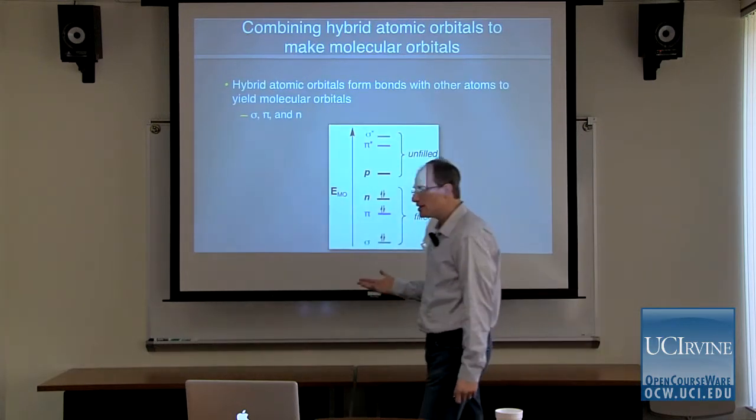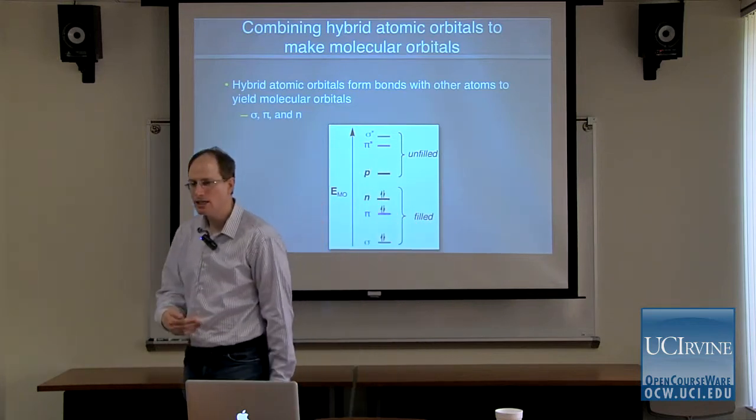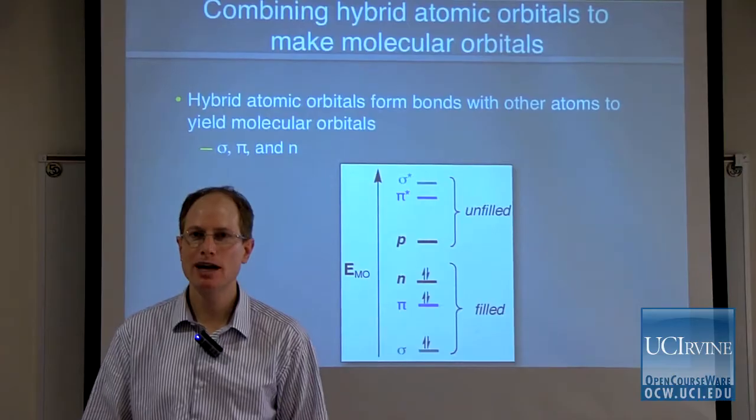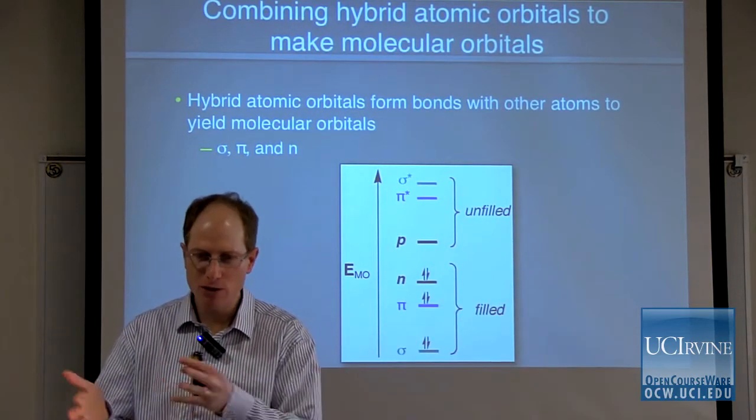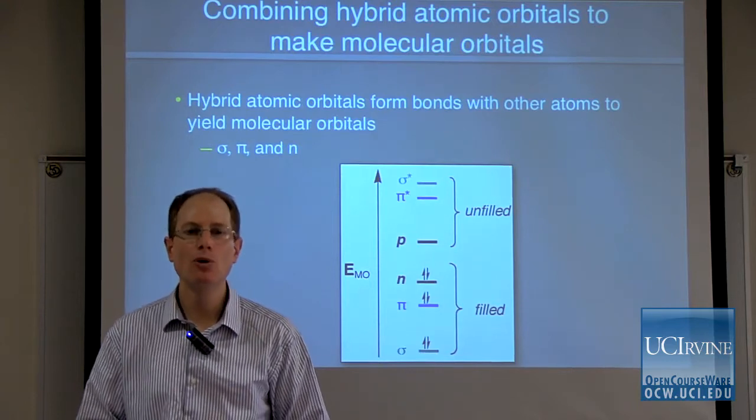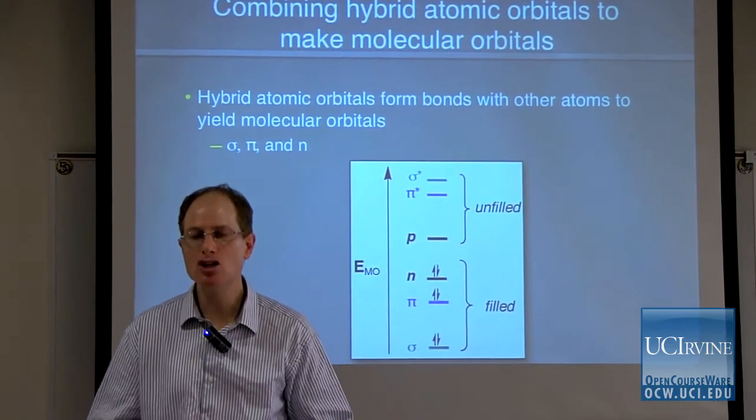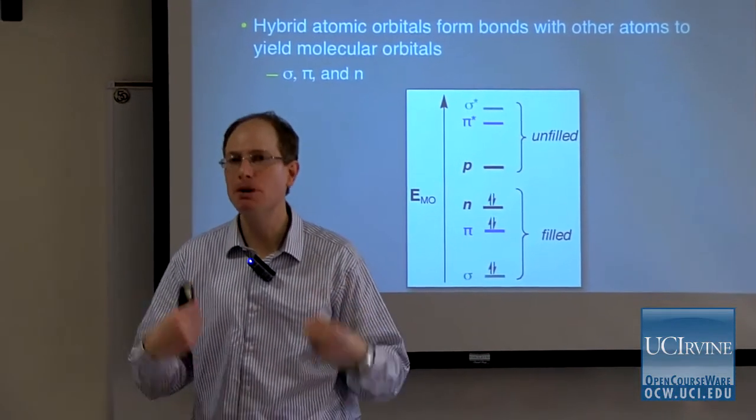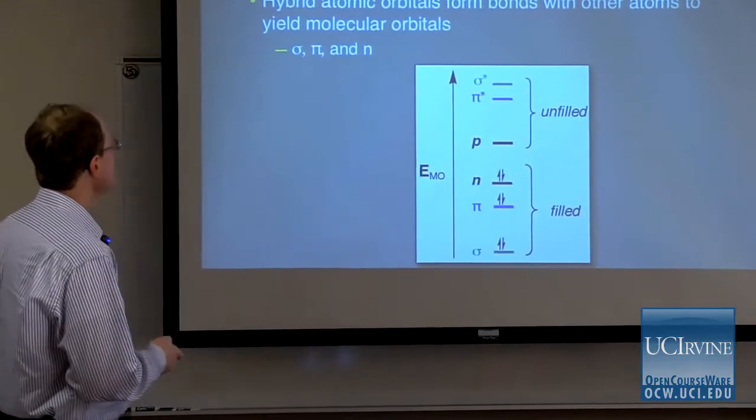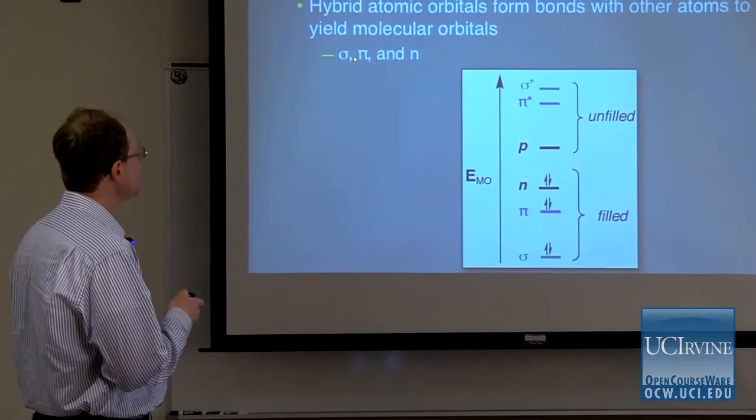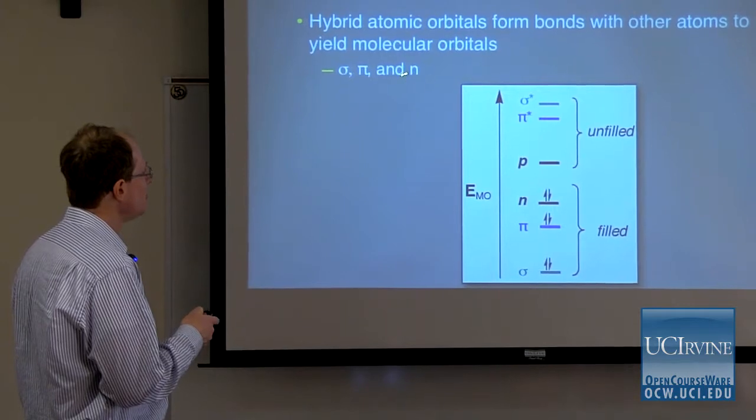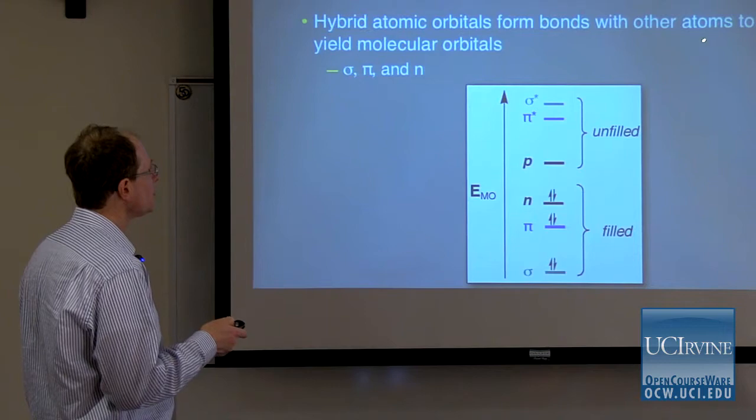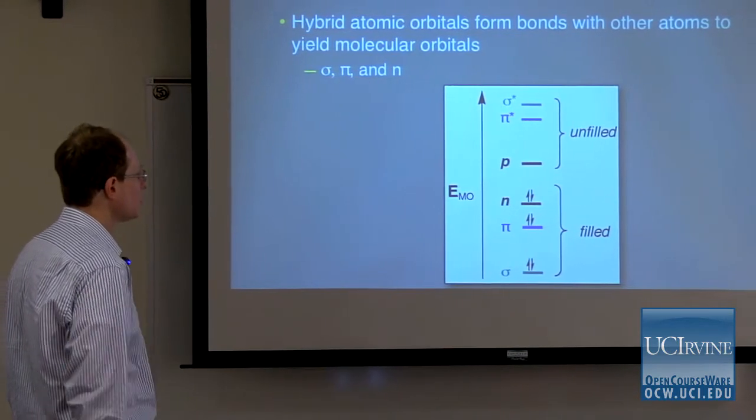Now, these hybrid atomic orbitals recombine into molecular orbitals in molecules. Okay, so the hybrid atomic orbitals only carry us so far. More often, these hybrid atomic orbitals are shared between atoms, and that sharing is what gives us bonds. Okay? Now, these molecular orbitals are given the names sigma, pi, and n. Okay? So these hybrid atomic orbitals form bonds with other atoms, and that yields molecular orbitals.